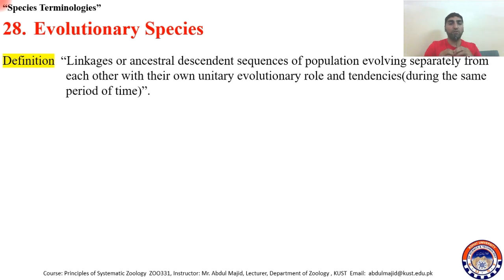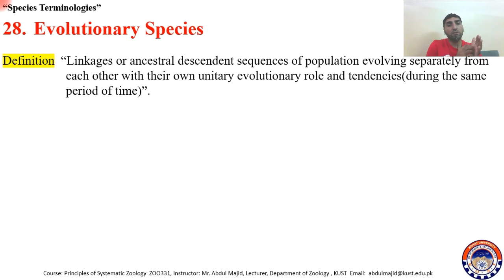Then there's evolutionary species. So what is an evolutionary species? It is a lineage or ancestral descendant sequence of populations evolving separately from each other with their own unitary role and tendencies during the same period of time. So it is actually based on the evolutionary species concept, which we will discuss in the next chapter, inshallah.